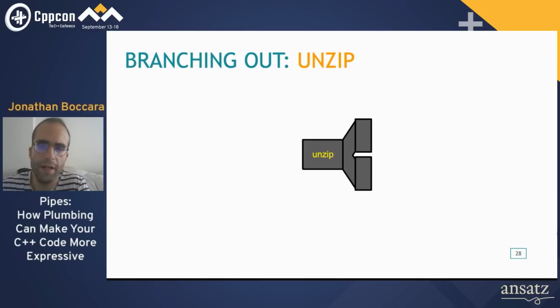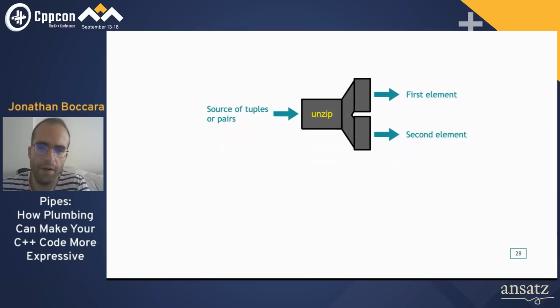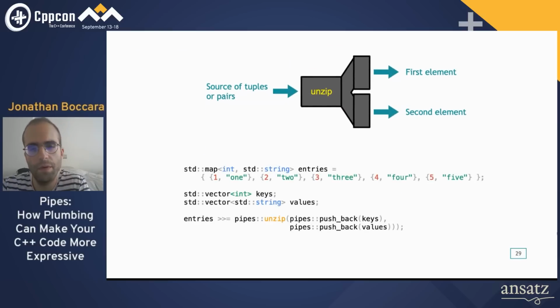Another way to branch out is to separate out the elements of a tuple or a pair. The unzip pipe does just that. If we see that on an example, if you consider a map, which is represented as a collection of pairs, we can unzip those pairs into a separate collection of keys and a separate collection of values with just this line of code.